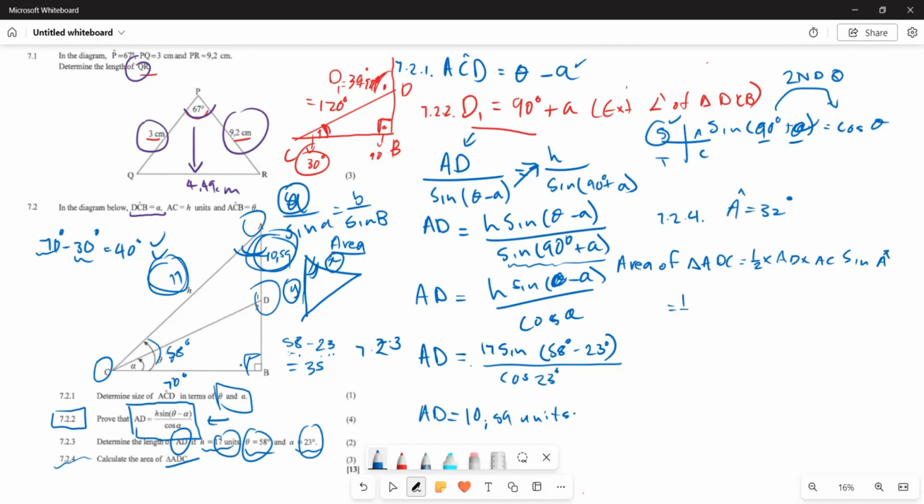So let's come and plug this in. This is 1/2 multiplied by, what is your AD? Your AD is 10.59 multiplied by, what is your AC? Your AC is 17. Sine of, what is the angle that you are given there? Your angle A, it's 32 degrees. Then when you plug this in your calculator, what is it that you are going to have? This is going to be 47.70. And do you have the units? No. So this is going to be units. And remember, area is always measured in what? In squared. Then you are done. You see, you are done.